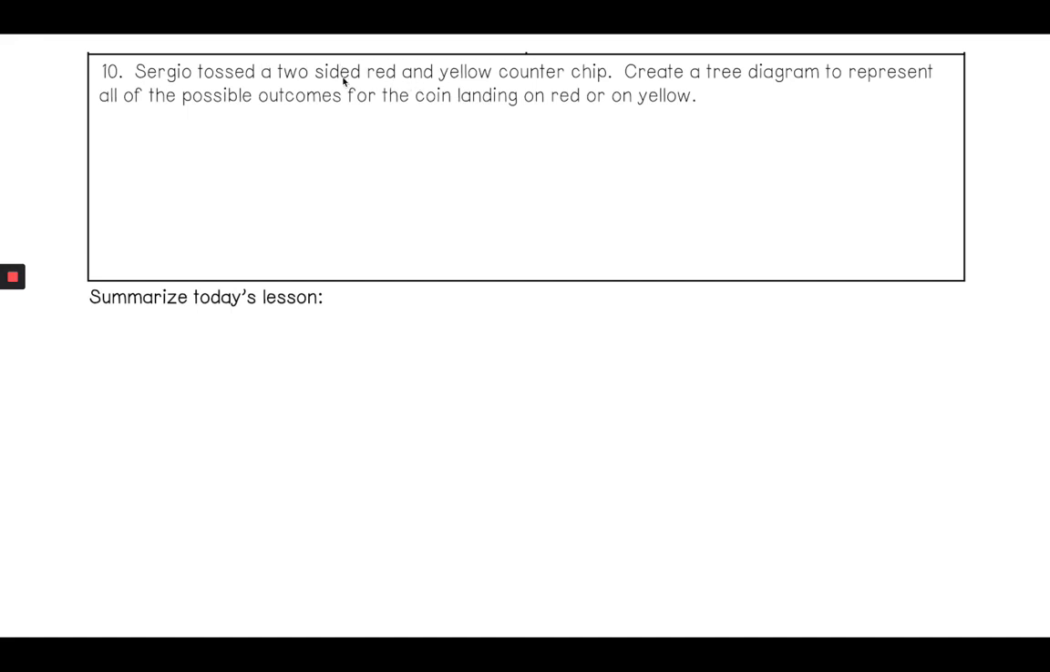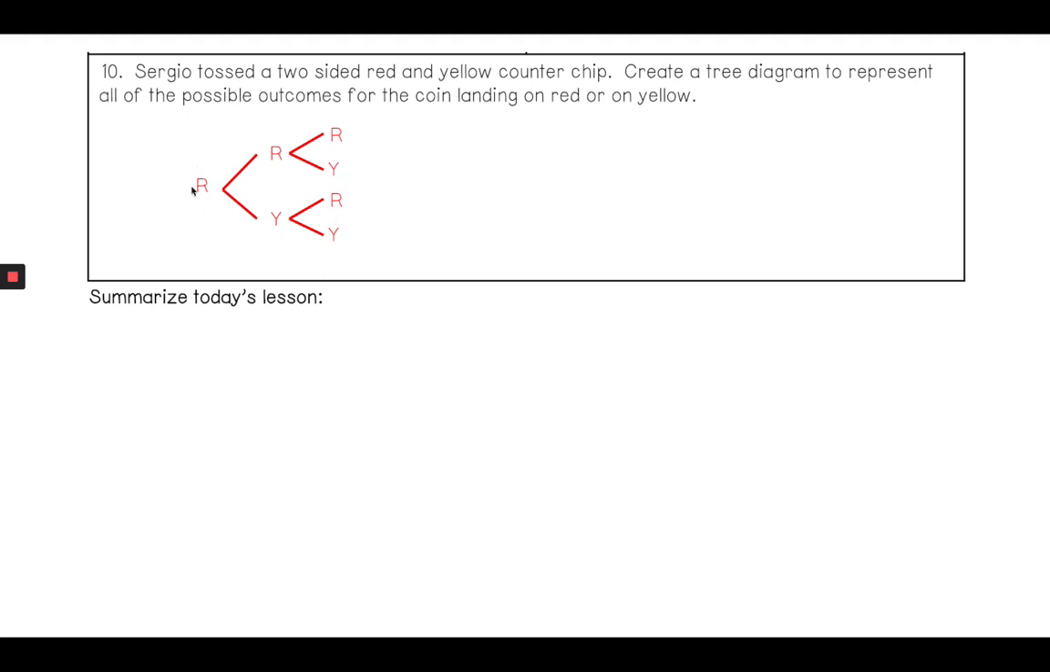Now, in this one, it's just like a regular coin, but instead of having a quarter or something like that, it's a counter chip that's red and yellow. So if I were to flip the coin once, I could get red or yellow. If I were to flip the coin the second time, I could get red or yellow. And if I were to flip the coin a third time, I could get red or yellow. Now, if you'll notice, this one right here is listing red is my first toss, red or yellow is my second toss, red or yellow is my third toss.